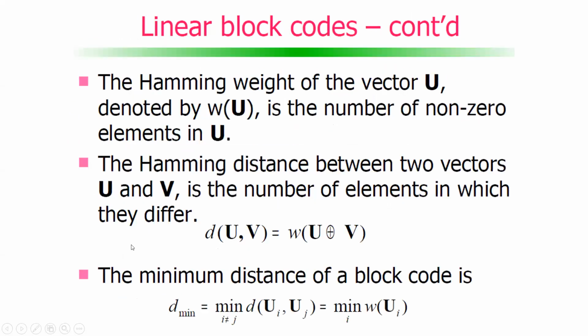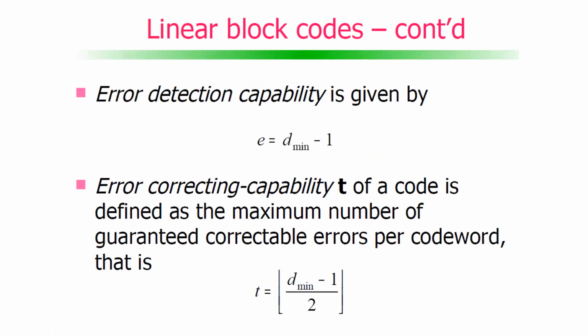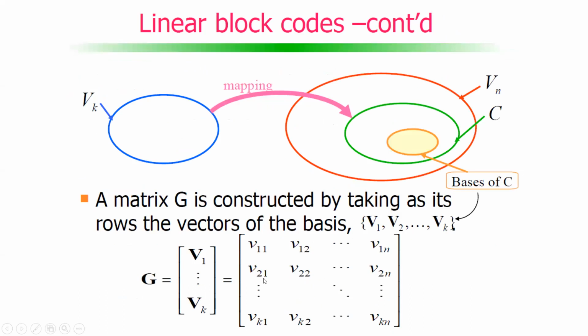Now, there is a concept here. I will come to the Hamming distance and all afterwards. What I can do is that I need 2 raised to the power k, or Vk. 2 raised to the power k will be equal to Vk, and 2 raised to the power n will be equal to Vn, right? So this mapping has to be done.